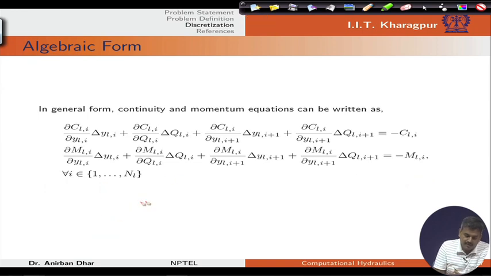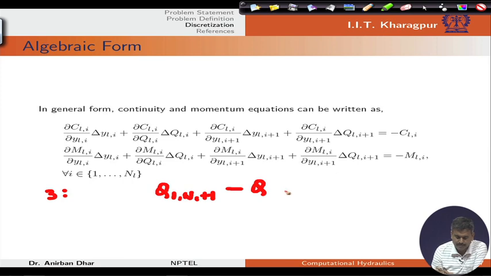Next is junction node number 3. For 3 we have discharge from 1, this is N1 plus 1 which is being added there, minus Q3 1 which is being extracted, then Q4 1 is also extracted from this node.